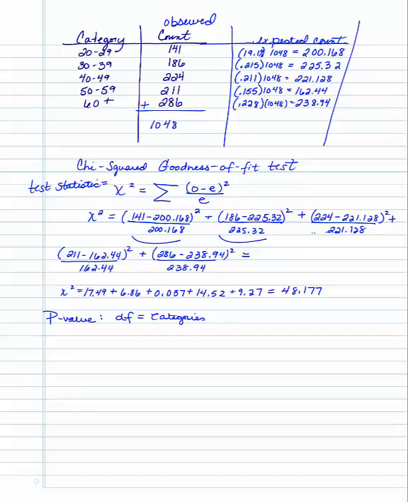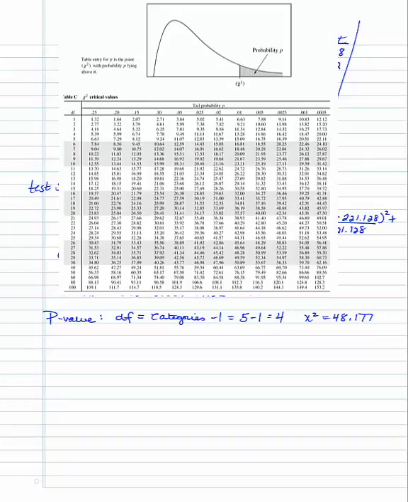48.177 as my value. 5 categories, take away 1 is 4, and then I'm looking for an x squared value of 48.177. So we need that last little chart in the book. DF is 4, and I'm looking for 48. Ooh. It is really, really, really small. So I'm getting smaller than 0.0005.